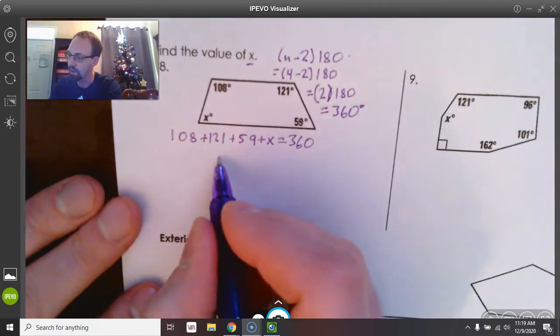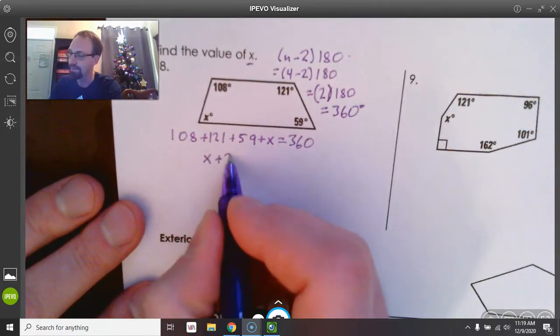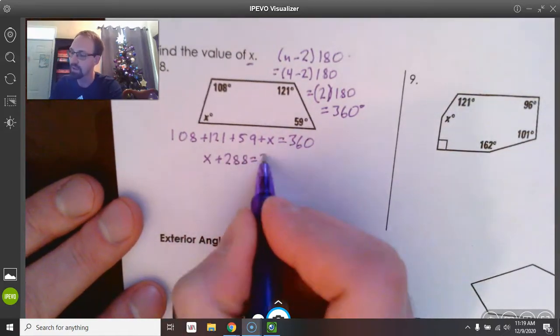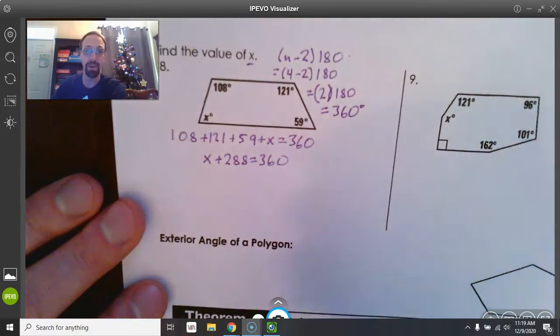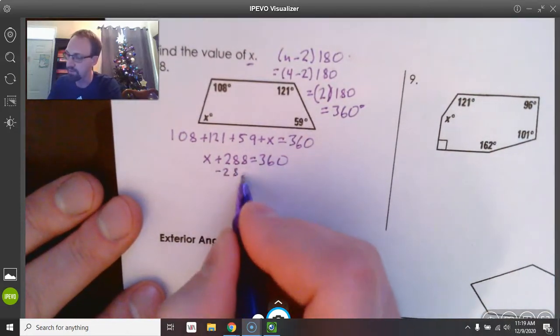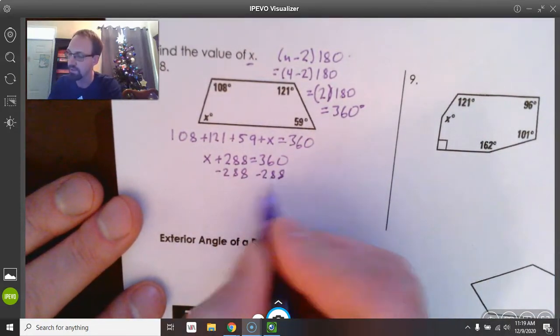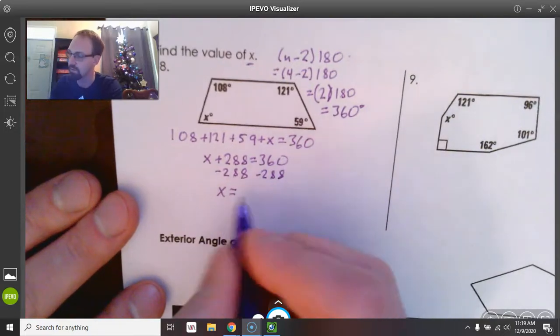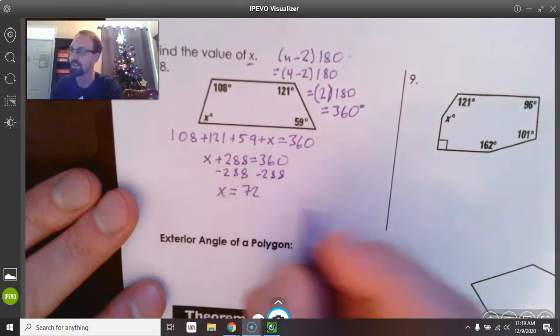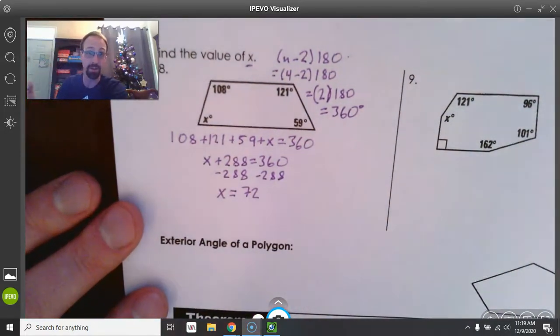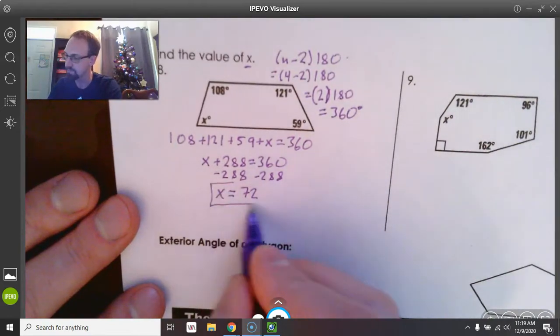We would obtain 288. So if I have x plus 288 equals 360, to get x by itself, I subtract 288 from both sides. Again, using that subtraction property of equality that we've talked about earlier, I get x equals 72. And that's it. That's all we need to do. Again, find that value of x.